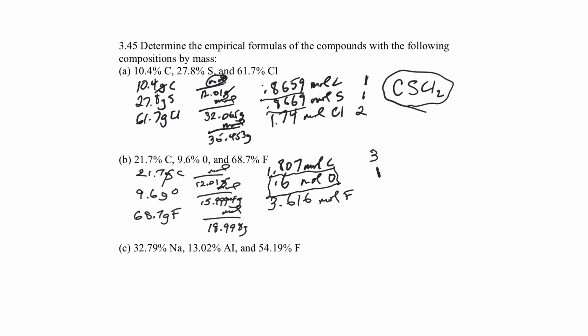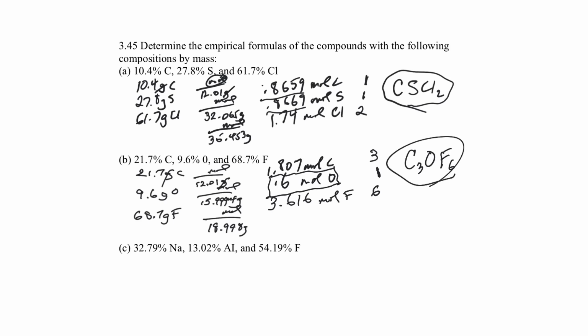Now 3.616 divided by 0.6 gives me 6.02. So 3, 1, and 6. The 3 is the carbon, so it's C3. The O is just C3O, and F is C3OF6. That's the empirical formula.